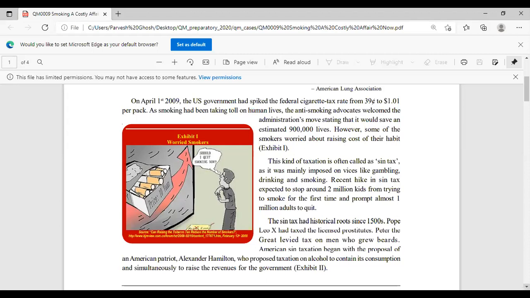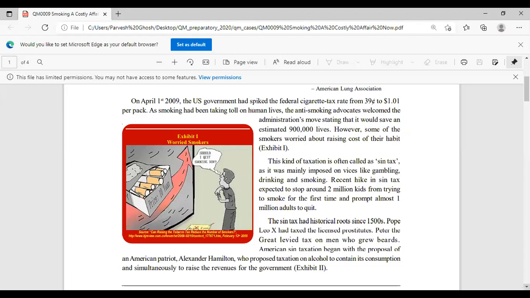this kind of taxation is often called a sin tax, right? As it was mainly imposed on vices, in previous kingdoms different governments have used this sin tax. Gambling is also not good, so governments make gambling very costly. Drinking, smoking, all these are bad vices. Ultimately, this affects the life of a citizen, so government has every right. Now there are different opinions on whether government has the right or not, but there will be a difference of opinion.